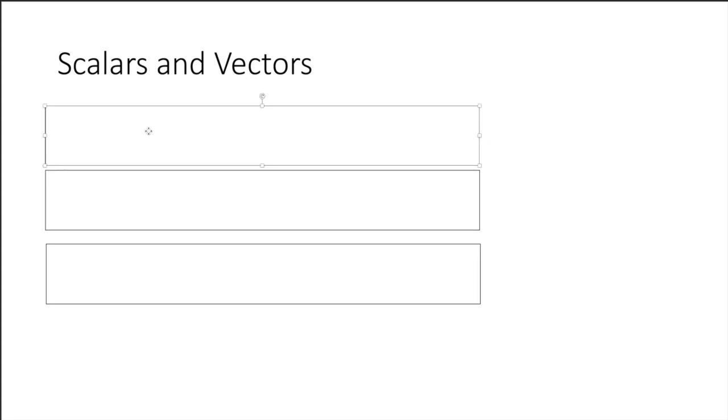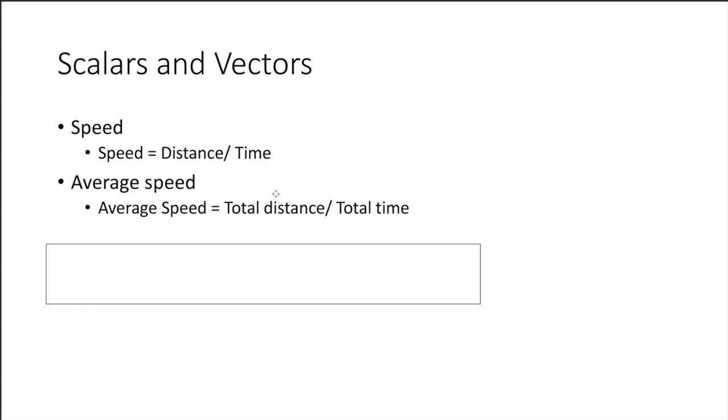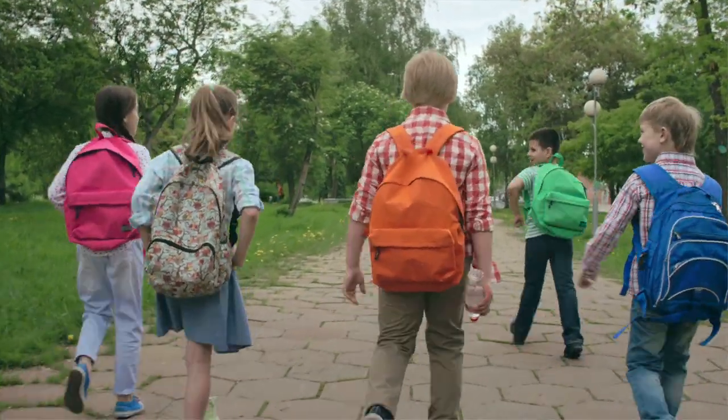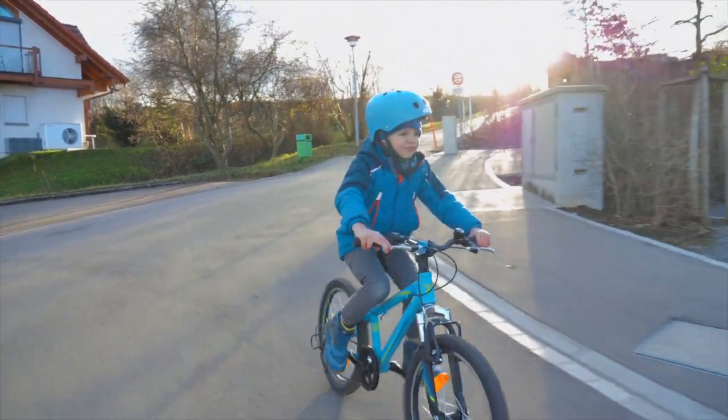Next we'll cover speed, and speed has a formula like this. It's been covered before in your earlier education, not very interesting, so we move on to average speed. Average speed is the total distance traveled over the total time taken. An example is when you walk to school, you could have been walking at different speeds at different points in time, or cycling to school.